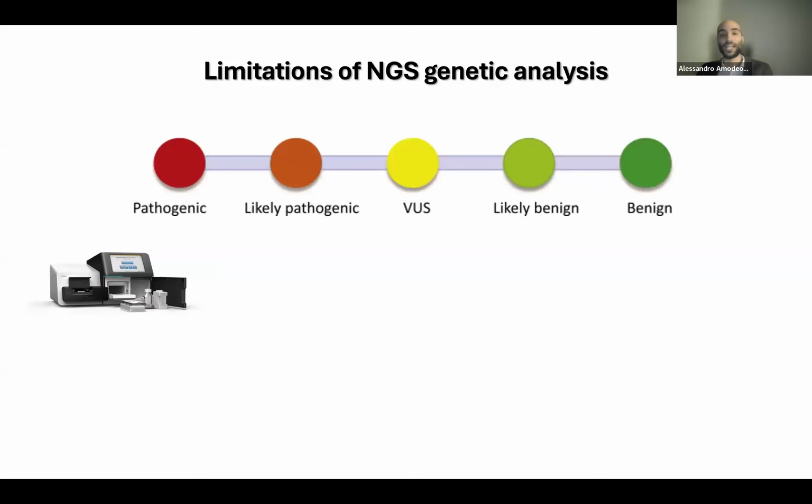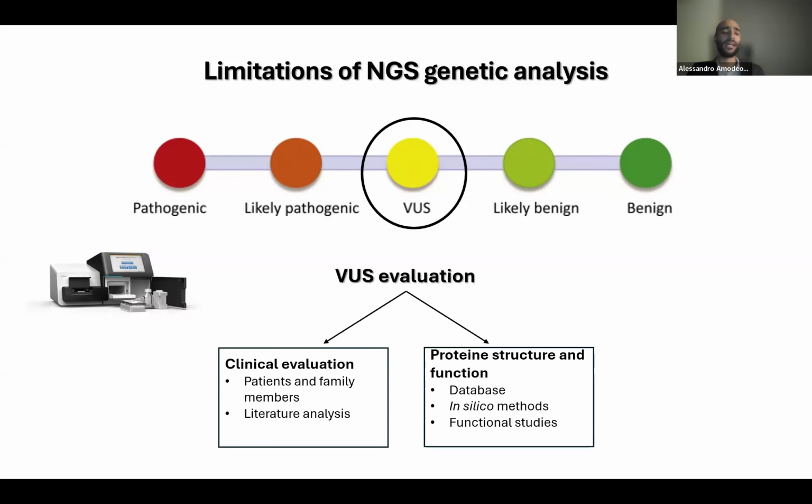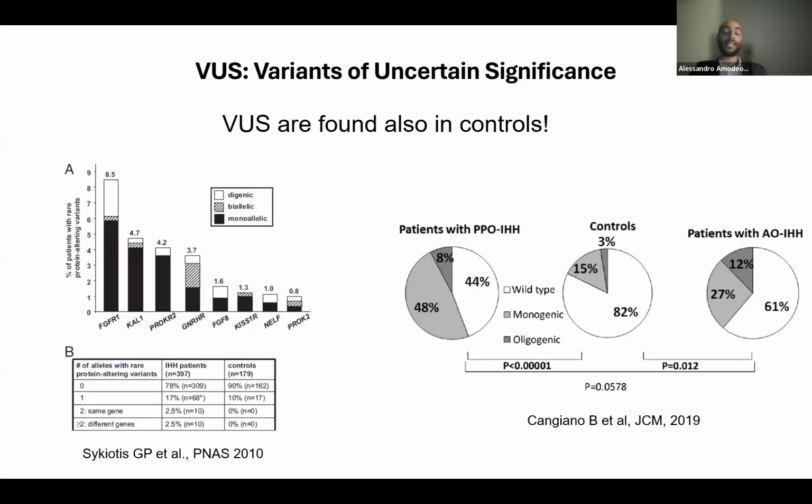But NGS genetic analysis is not always helpful because of the famous variants of uncertain significance, which should be interpreted in light of clinical data, for example, familiarity, how the variants co-segregate with disease in multiple affected family members. This is important information, as is information about protein structure and function. And that's important because variants of uncertain significance are found also in the general population without causing any disease.